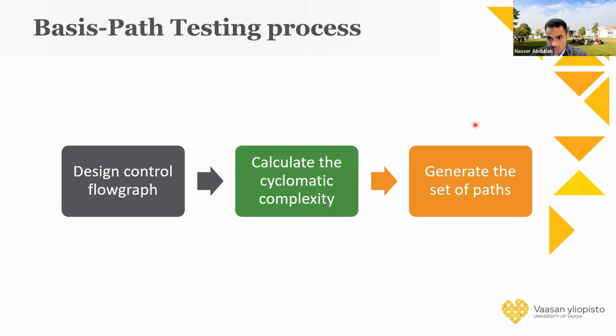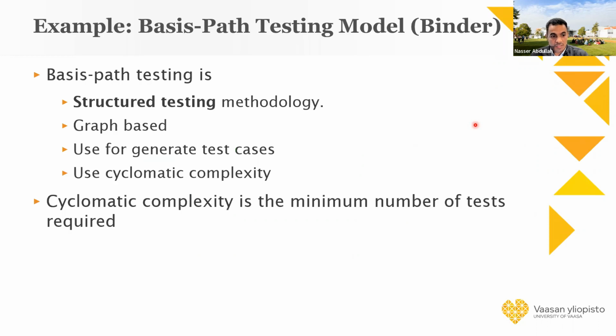It's based on the complexity, also based on the graph. So we have to generate the graphs, and this is also a white box method. That's why we say it is structure testing, meaning we have the code and then we generate the test cases, or we generate the complexity, based on the code. We generate the test cases based on the complexity, and all is based on the complexity.